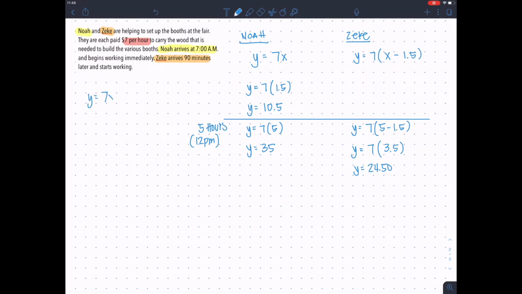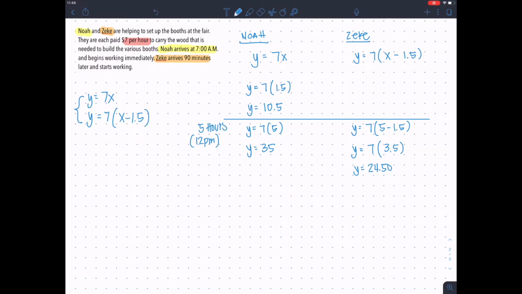Y equals 7x, and then y equals 7 parentheses x minus 1.5. And then to make it a system, I'll connect it with those brackets, or those braces, actually. Those are called braces. And so this would be my system. This is my system right here.